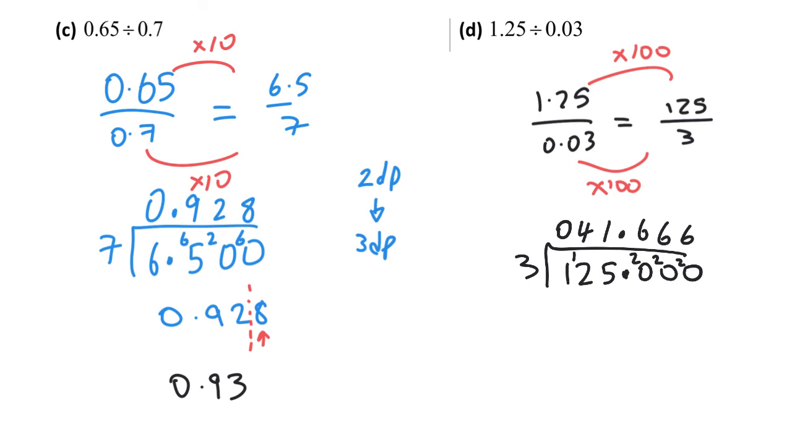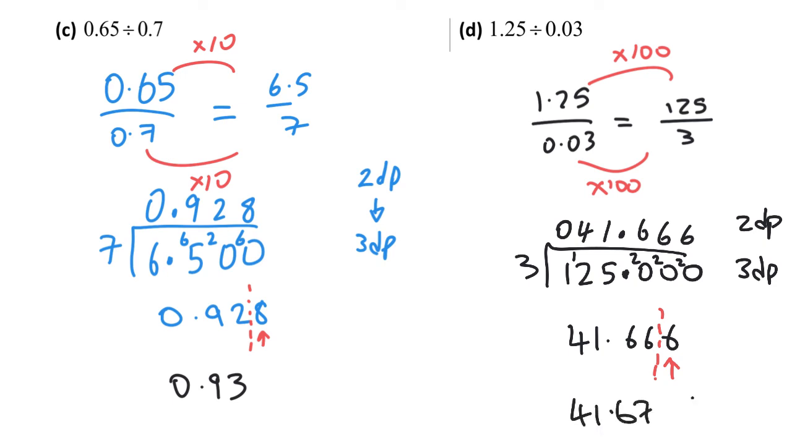And we don't need to worry about any further decimal places because, again, we're going to 2 decimal places. So we're doing our work to 3 decimal places. So we've got 41.666. I'm going to put the dashed line after the second decimal place. The 6 after that is bigger than 5, so that means round up. So the 6 is going to change to a 7. So it's 41.67 to 2 decimal places.